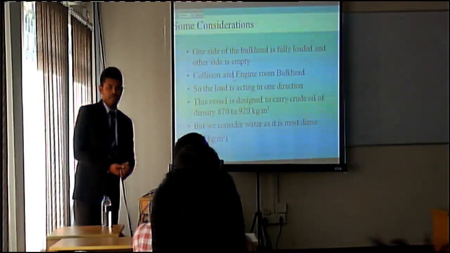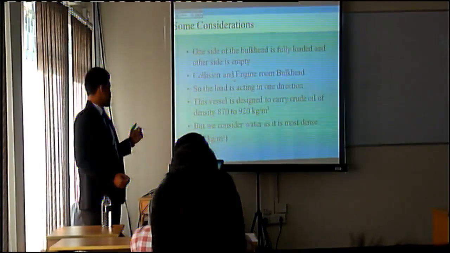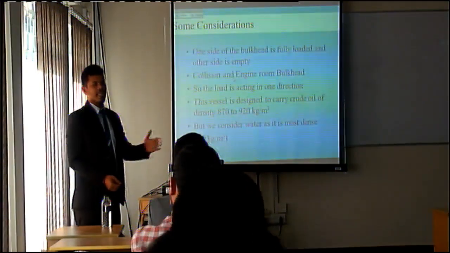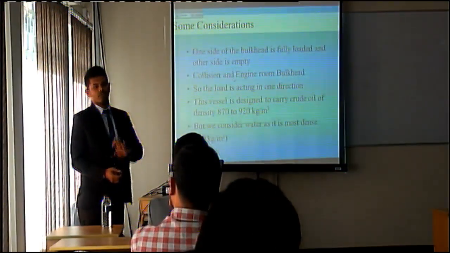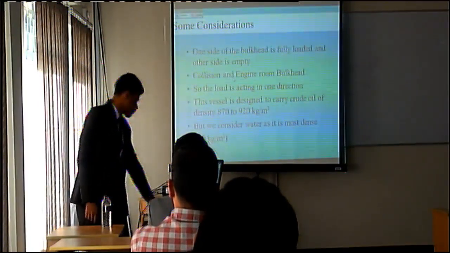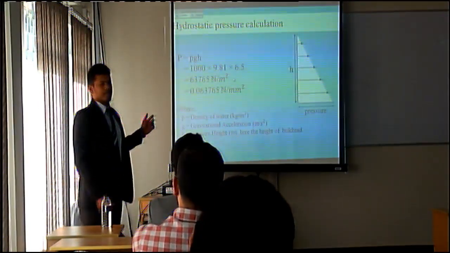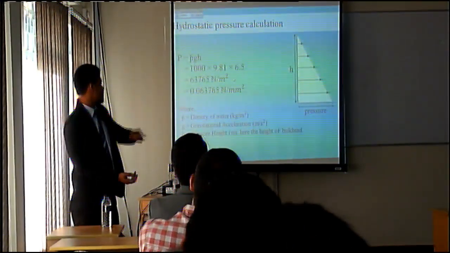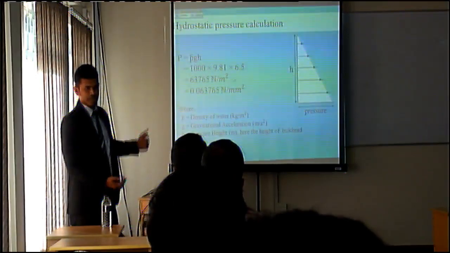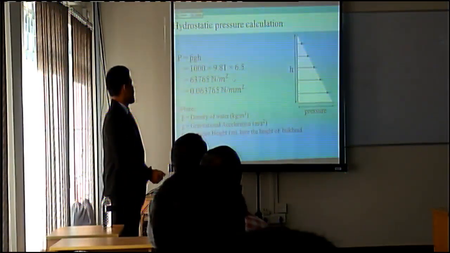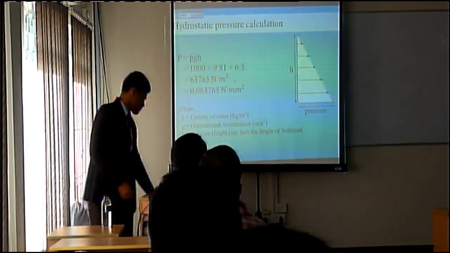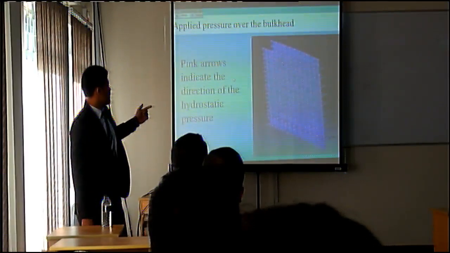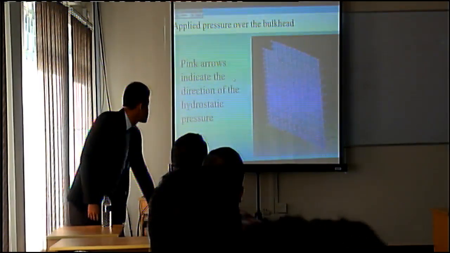The vessel is designed for crude oil, and the density of crude oil varies from 870 to 920 kg per cubic meter. But we are considering water here, because if this bulkhead is sustained for water, obviously it will sustain for crude oil. So these are the hydrostatic calculations. Hydrostatic pressure varies with the water depth, so the bulkhead will experience the most pressure at the bottom and almost zero pressure at the top. This is the picture. This arrow indicates the direction of hydrostatic pressure.